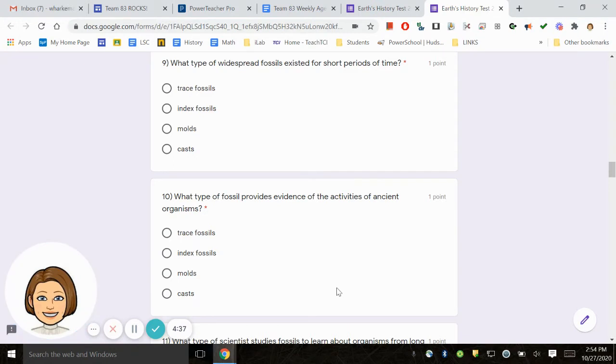Number 9, what type of widespread fossils existed for short periods of time? Trace fossils, index fossils, molds, or casts? Number 10, what type of fossil provides evidence of the activities of ancient organisms? Trace fossils, index fossils, molds, casts.